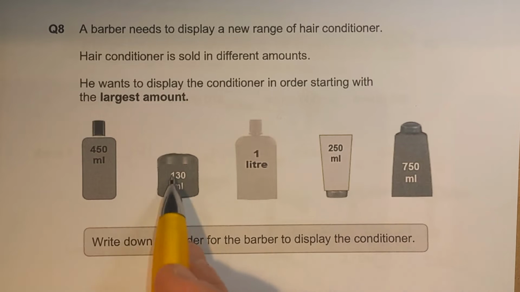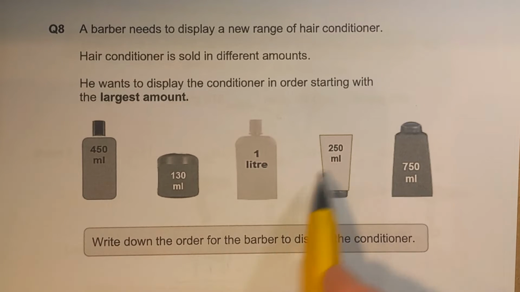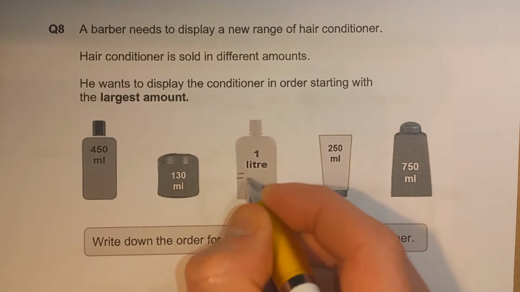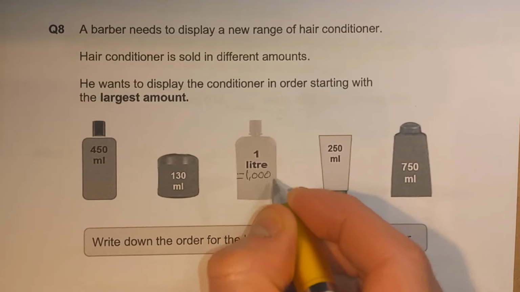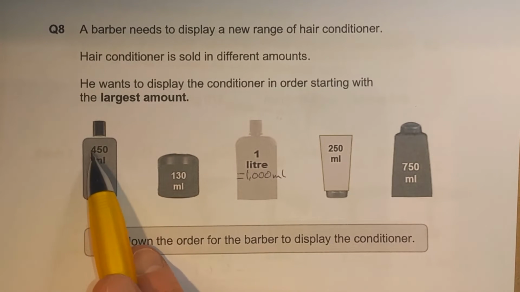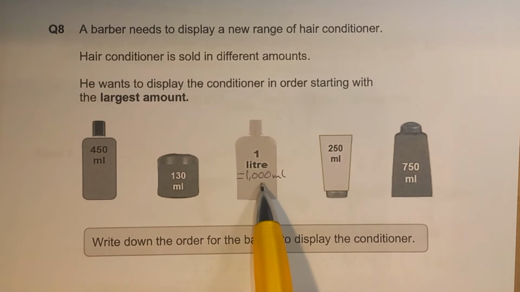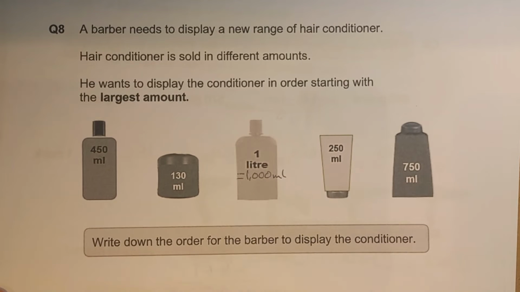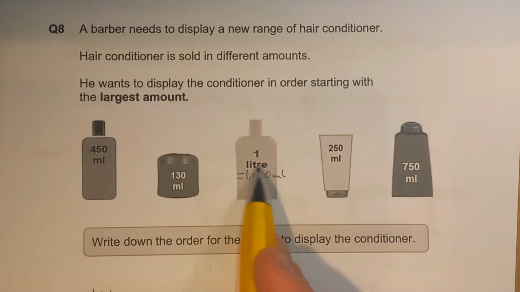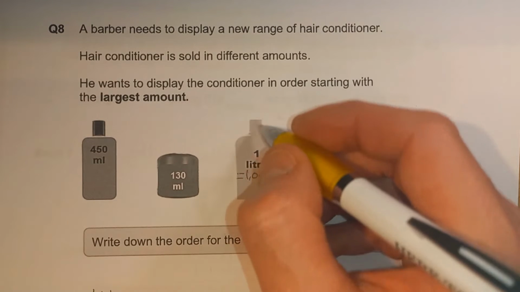So again, we've got some which are using the same units, millilitres. This one's in litres. But I know that 1 litre is 1,000 millilitres. And I can see these are all in hundreds. This is 1,000, so this is going to be the biggest one. So I'm going to start with the 1 litre. If you write it as 1,000 millilitres, you'd still get the mark, but I'd like to write it in the way that it was presented to me. So we've done this one.